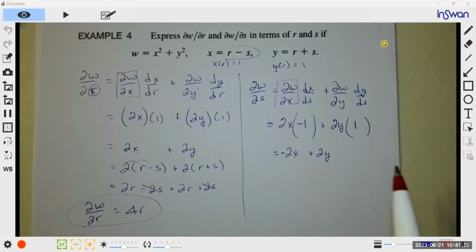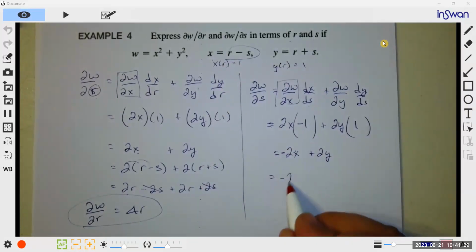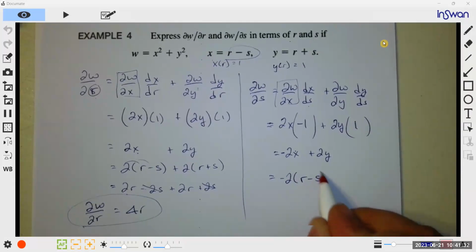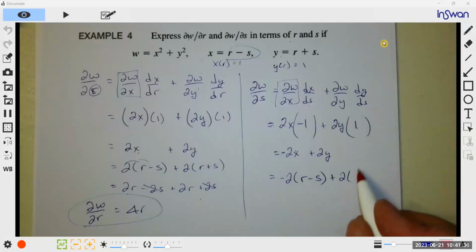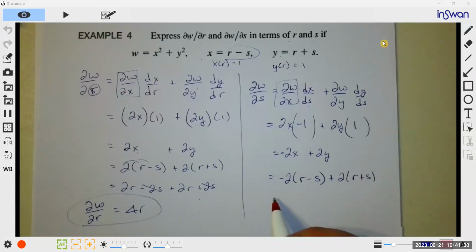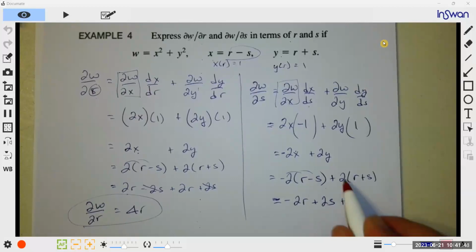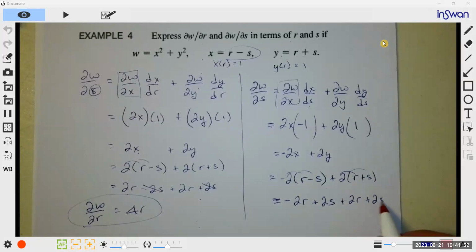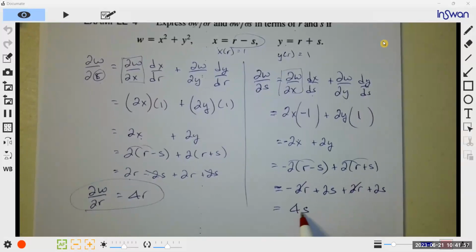Again, they want it in terms of R and S only, so X is R minus S, and Y is R plus S. Negative 2R plus 2S plus 2R plus 2S. 2R's cancel, so we have 4S.